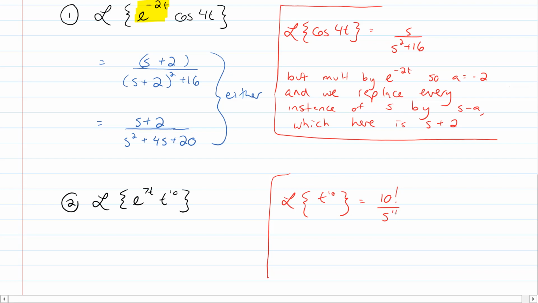And our a here, because we're doing the shift, we're multiplying by e to the at, so a is equal to 7.